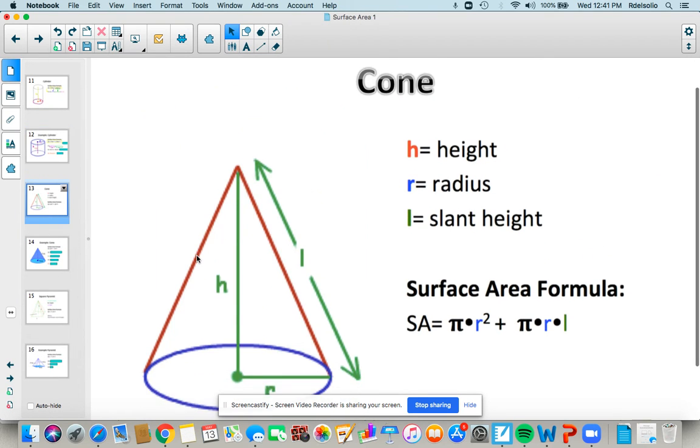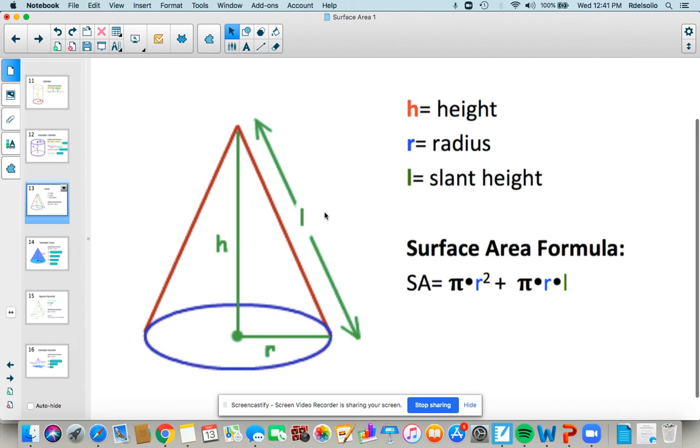Now let's look at an example of a cone. For a cone, we have these components here. So we have the height. The height, again, is how tall it is. It's right in the middle here, the vertical line. And we use the letter H to represent height.